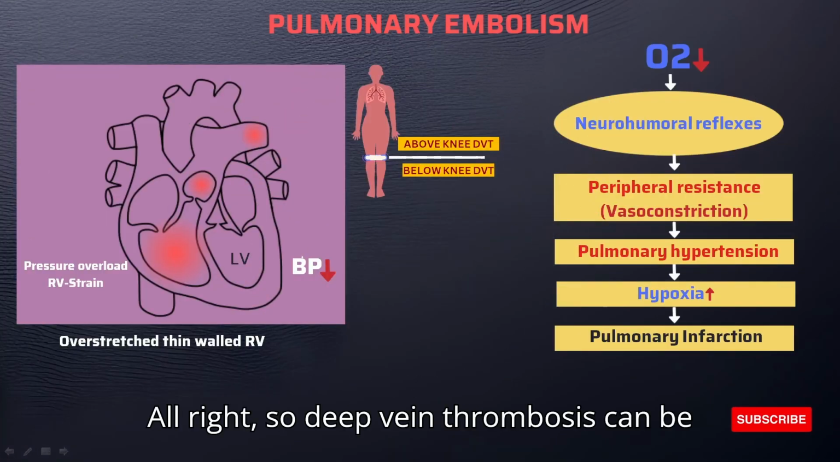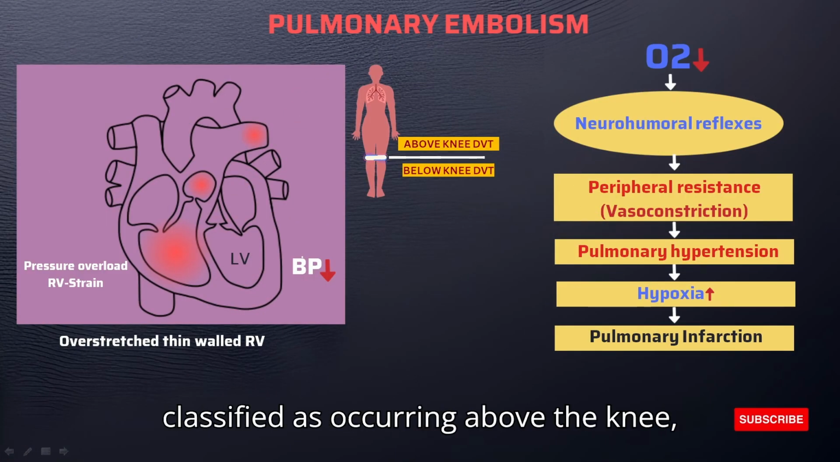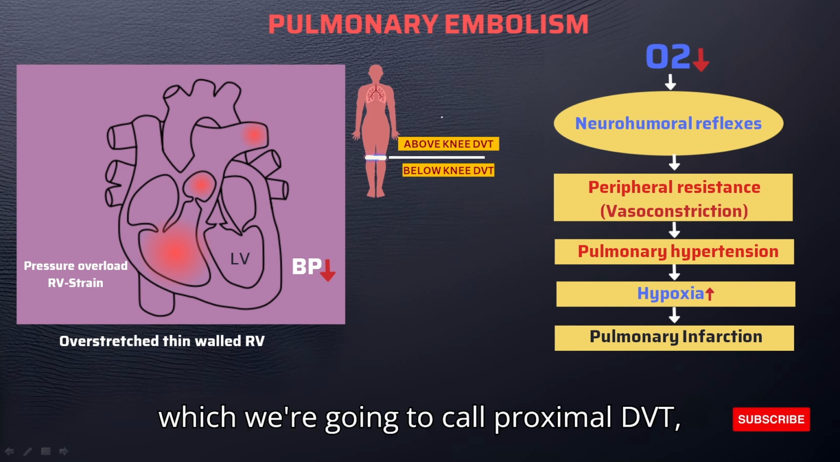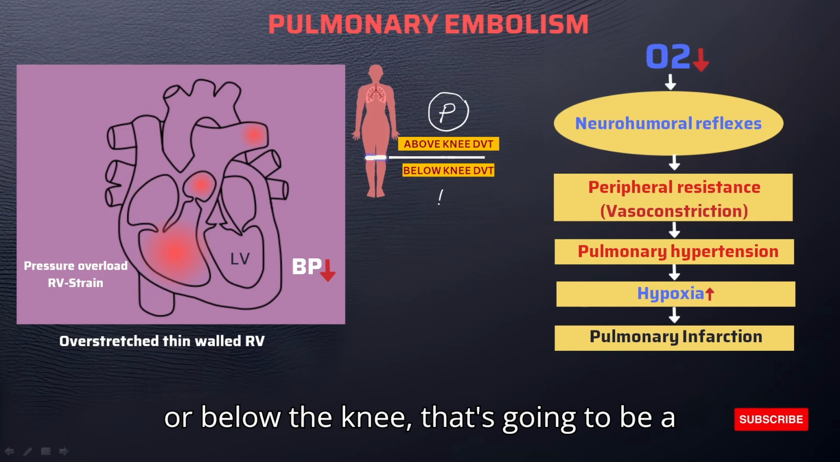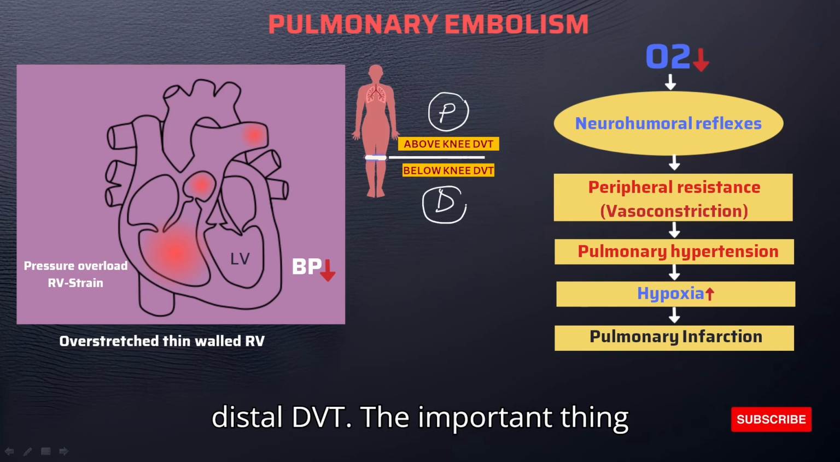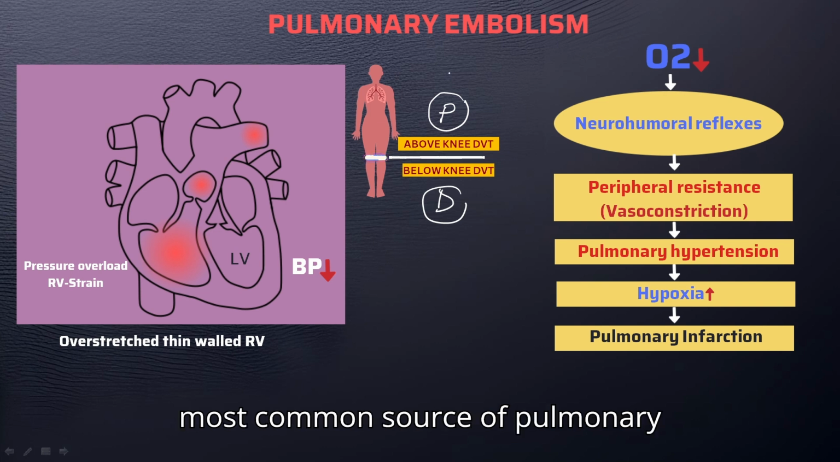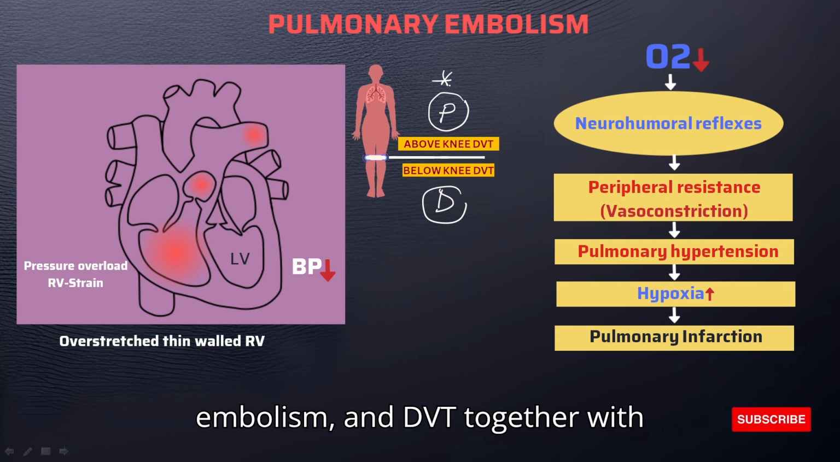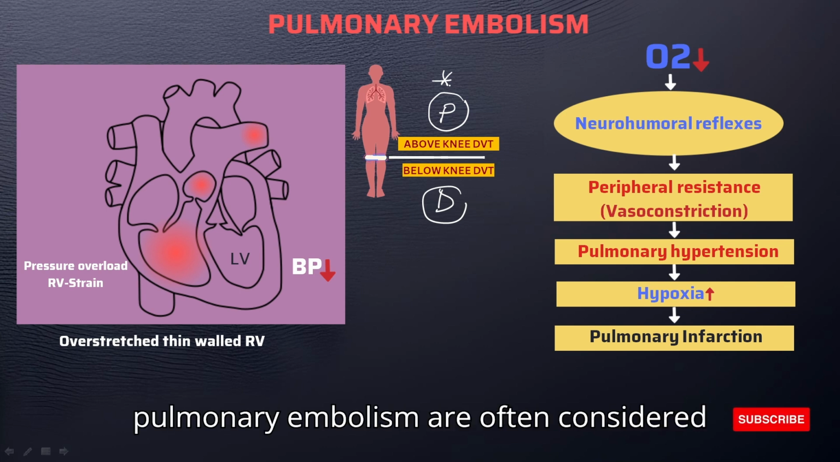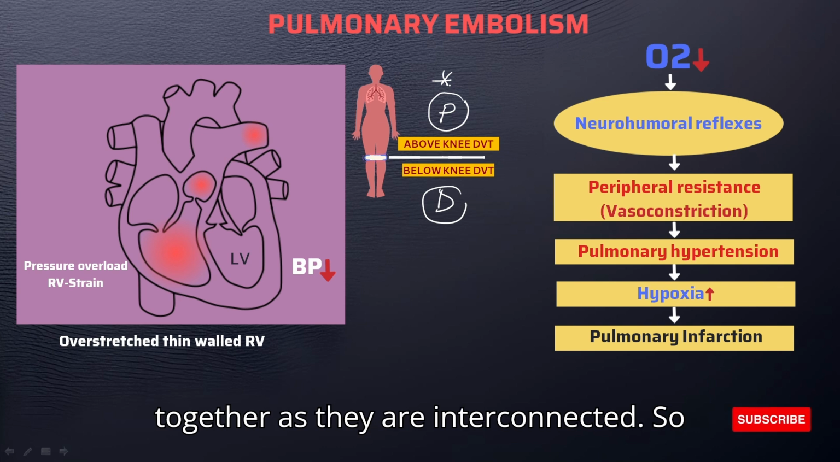All right, so deep vein thrombosis can be classified as occurring above the knee, which we're going to call proximal DVT, or below the knee, that's going to be a distal DVT. The important thing to note is that proximal DVTs are the most common source of pulmonary embolism, and DVT together with pulmonary embolism are often considered together as they are interconnected.